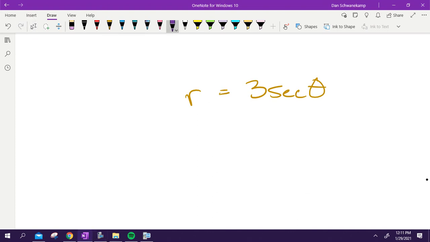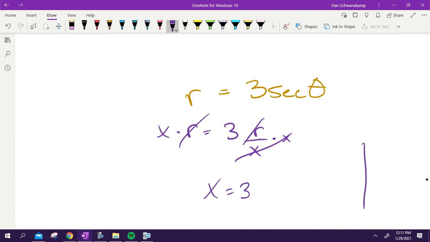If we're converting this to rectangular, we want to get rid of R and theta. So the first thing I would do is change secant to be R over X. I don't want X on the bottom, so I'm going to multiply both sides by X. I don't want that R at all, so I'm going to divide both sides by R. If I divide both sides by R, I get X is equal to 3. Show me with your arm, what does an X equals line look like? Vertical. Boom. It'd be over here at 3.